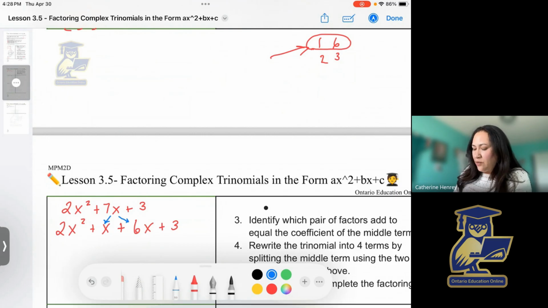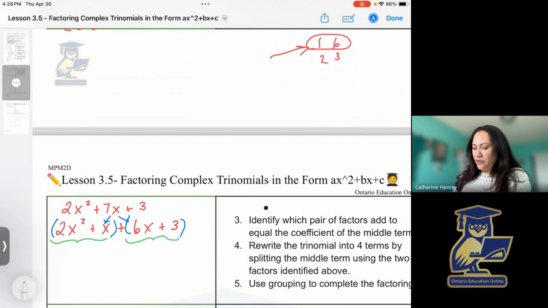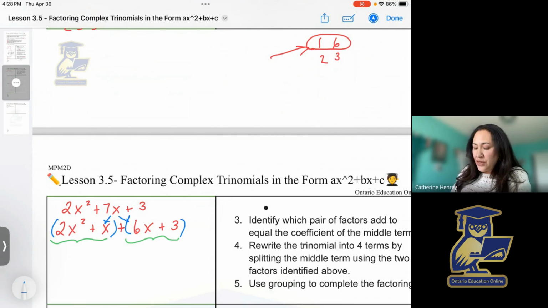Okay, then we go ahead and we group. So the first two terms go into one, and then the second two terms go into another. And we factor them separately, common factor here, and then common factor here. So what is common out of 2x squared plus x? Well, there's an x. You can take out an x. What would be left would be 2x plus 1. x divided by x is 1.